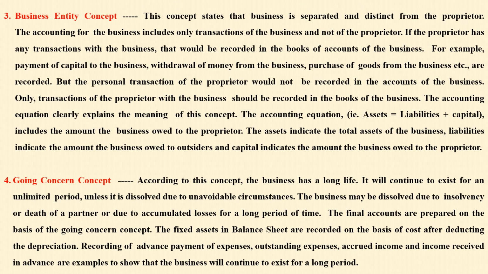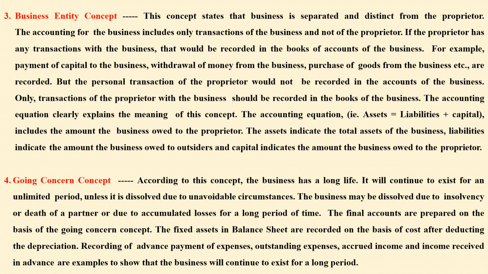Then third one is business entity concept. According to this concept, business is different from businessman for the purpose of accounting. Business treats businessman as different. When a businessman invests money in the business, that would be written as capital account received from the businessman. That means business is liable to pay to the owner of the capital. Say he has invested 10 lakh rupees, that means 10 lakh rupees will be written as capital.